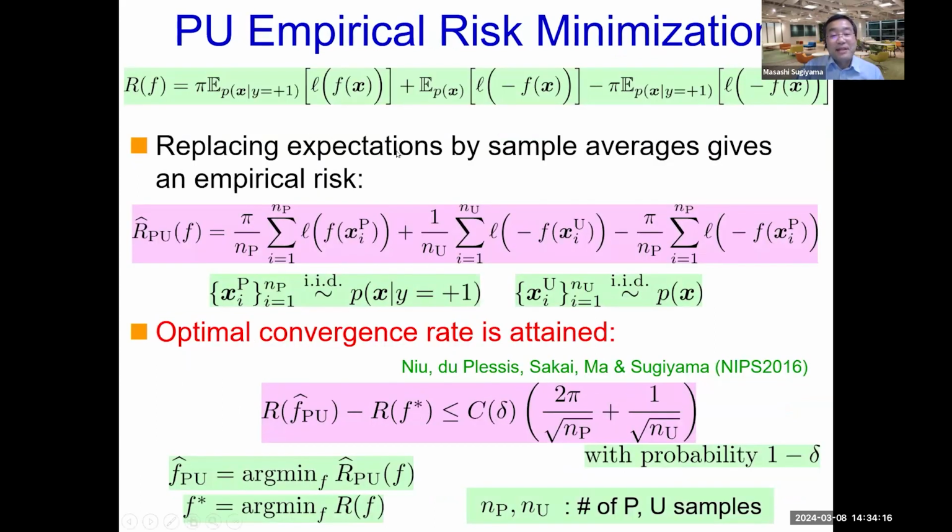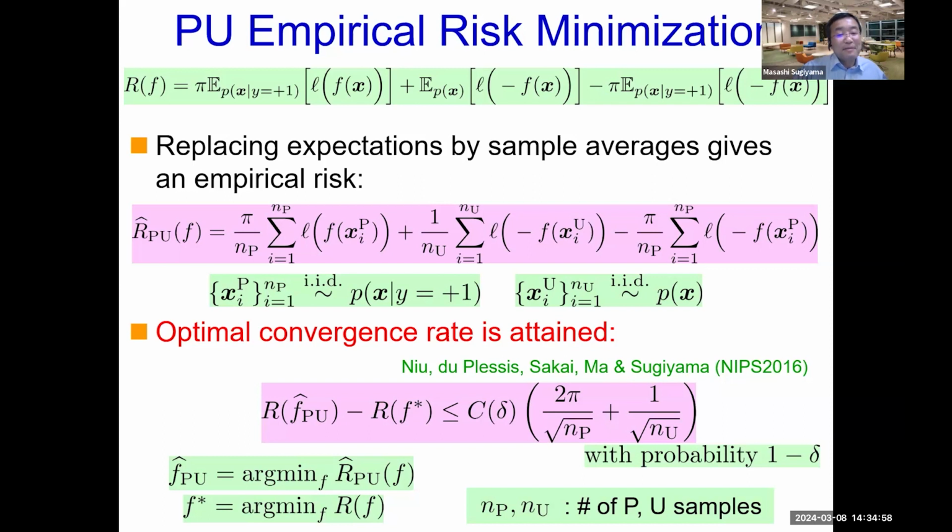By replacing the expectations with sample averages, we can obtain an empirical risk for PU classification in this way. We have positive samples twice, but they are just summed, so it's no problem. And we can show that it is unbiased, and following some standard theoretical analysis, we can show that the convergence rate is actually optimal in parametric cases, like this. It's order of 1 over square root of NP and 1 over square root of NU, where NP and NU are the number of positive samples and unlabeled samples. It's a standard analysis, like standard supervised learning.